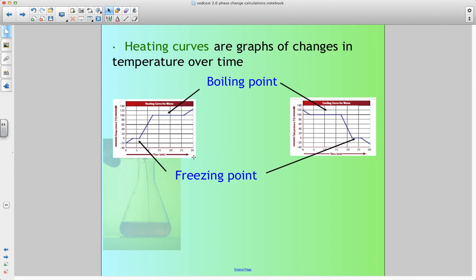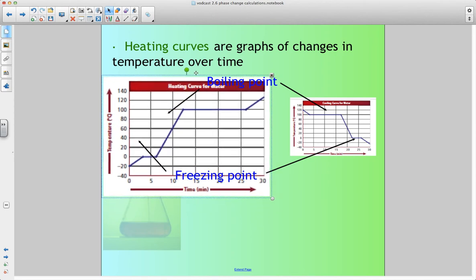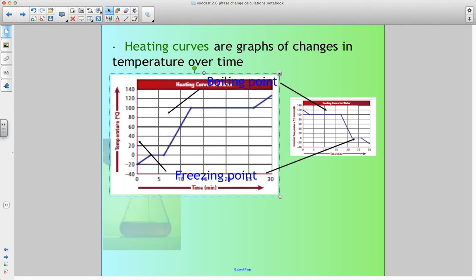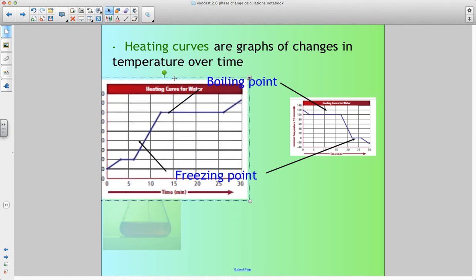So now let's just look at a couple of these heating curves here. Heating curves, this is a heating curve for water, and you're probably fairly used to these from prior classes. Oops, I moved them around, and now these aren't going to be matching up very well anymore.